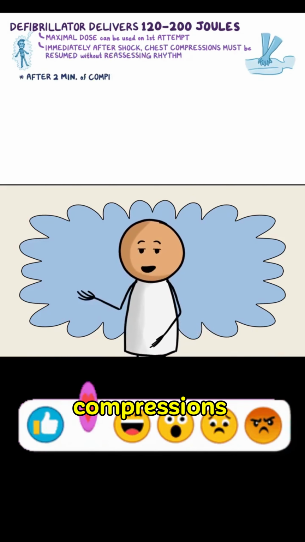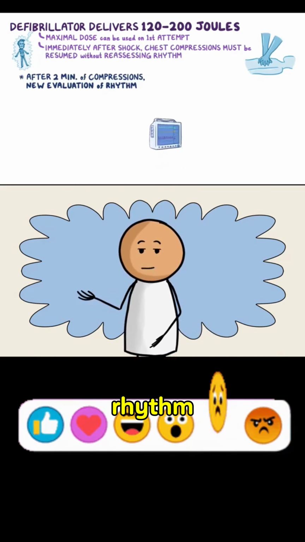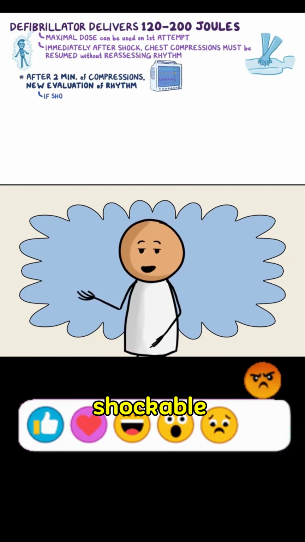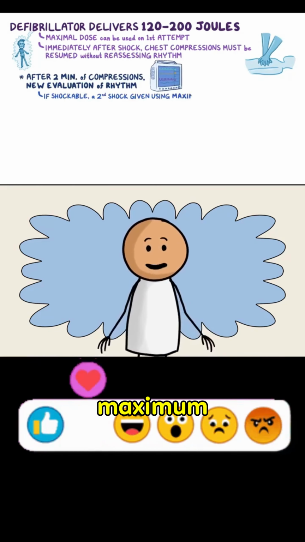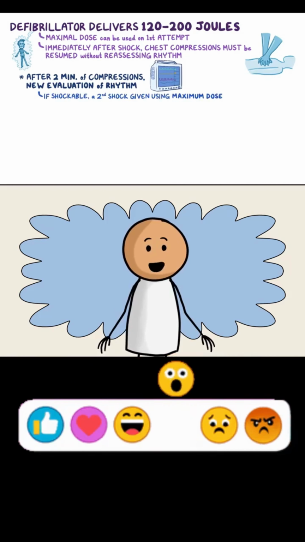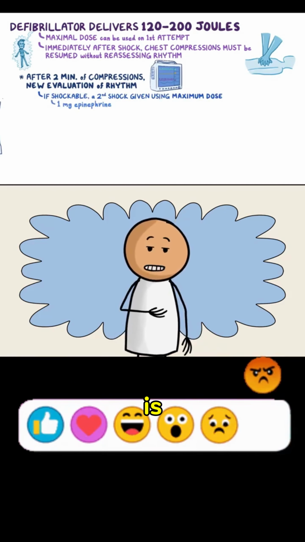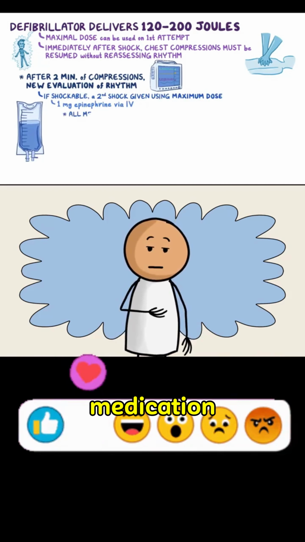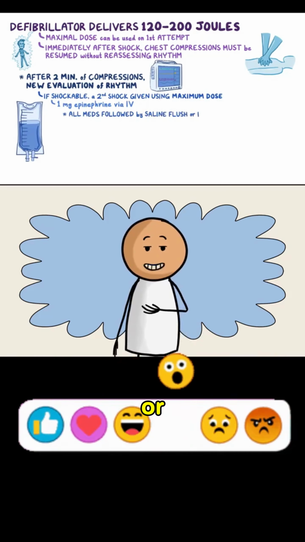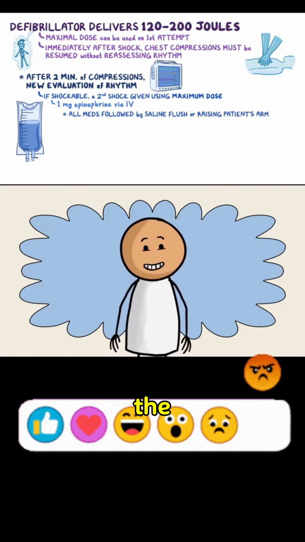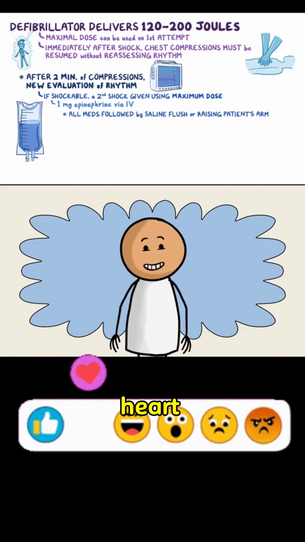After 2 minutes of chest compressions, there's a new evaluation of the rhythm through ECG. If the rhythm is still shockable, a second shock is given using the maximum available dose of energy. In addition, 1 milligram of epinephrine is given using the IV line. All medications should be followed by a saline flush or by raising the patient's arm to guarantee that the medication travels all the way to the heart.